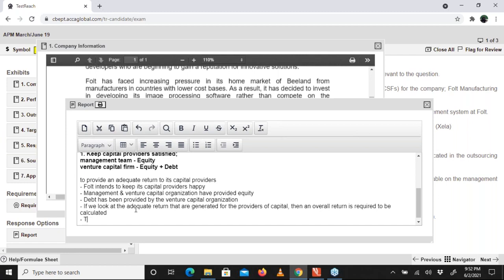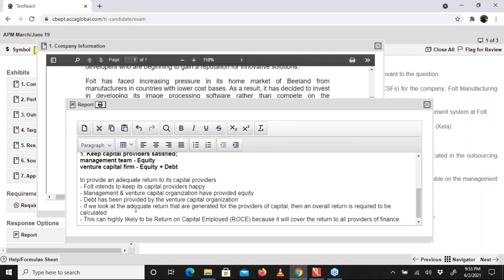This is highly likely to be the return on capital employed, the ROCE, because it will cover the return to all providers of finance, like the debt providers and the equity providers. That is all.